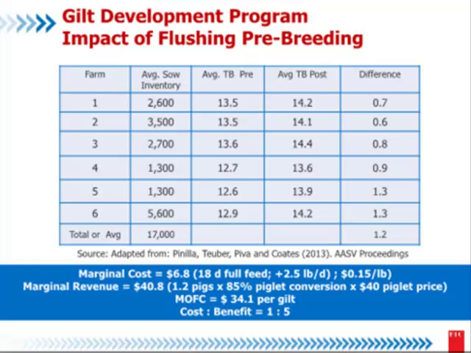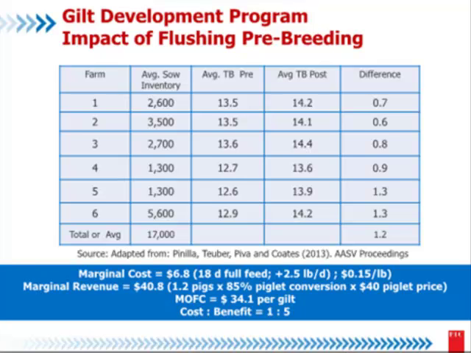This was a project done across 6 farms where we thought that there was an opportunity to accelerate or exaggerate the feed intake in terms of flushing pre-breeding. And what we see is on these farms when we implemented that, a fairly consistent and large increase in first parity litter size in those gilts that had access to greater amounts of feed leading up to the breeding event.